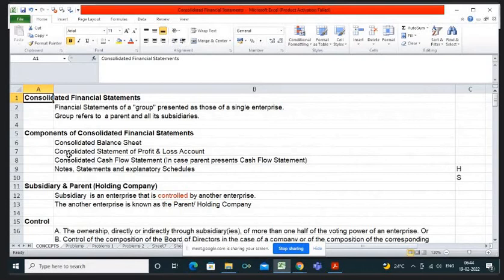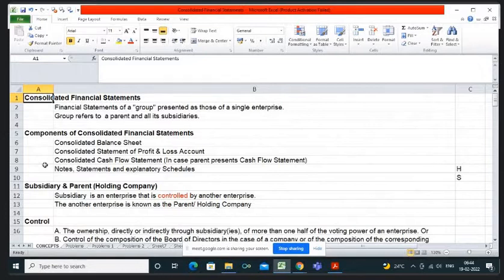It has some subsidiaries. So consolidated financial statements components will be consolidated balance sheet, consolidated statement of profit and loss account, consolidated cash flow statement. Consolidated cash flow statement is required in case parent presents cash flow statement. So what is a subsidiary in parent company?